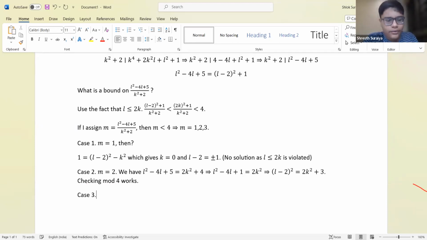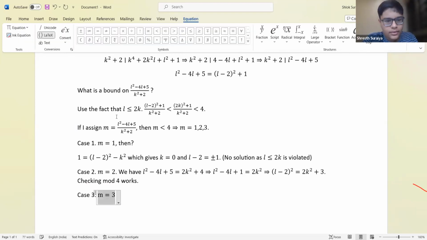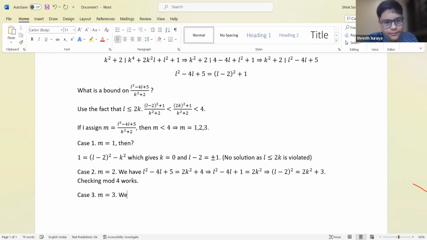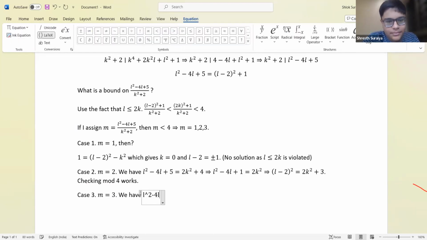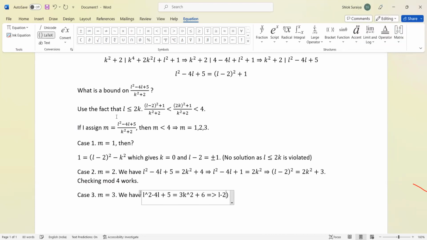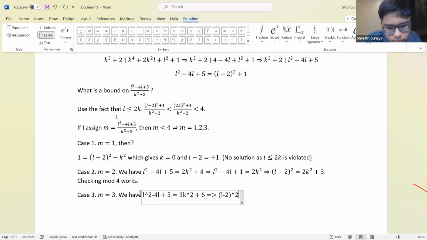Vinayak, would you like to do case 3 where m equals 3 and we have L square minus 4L plus 5 equal to 3k squared plus 6, or L minus 2 whole square? I think I've done that. Okay, how will you do it?